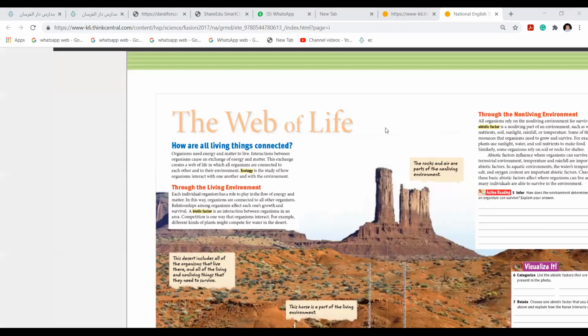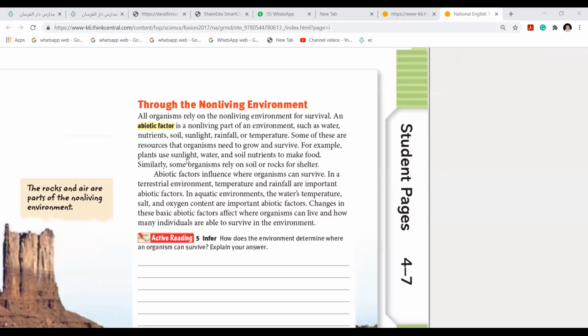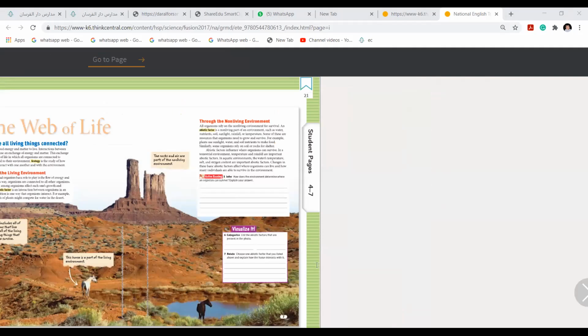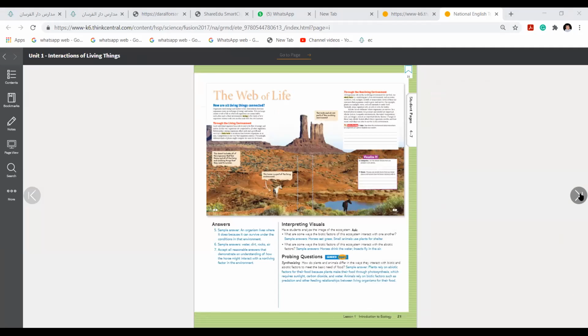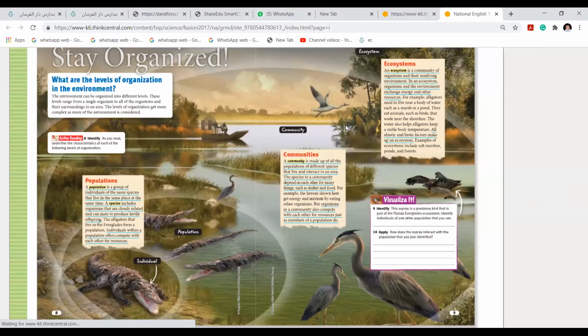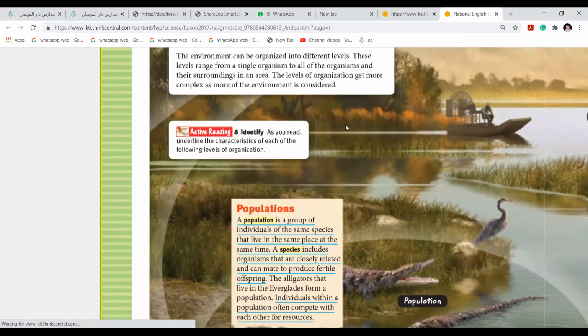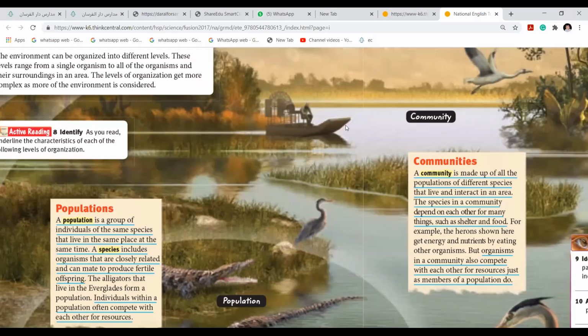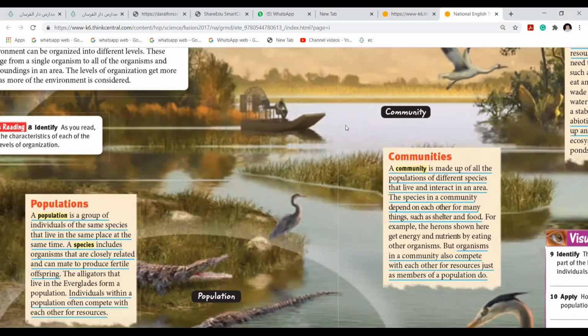Now here, all organisms rely on the non-living environment for survival. That is abiotic factor. You can write down any example you like. Rocks are there, minerals are there. Now coming to population, community, and ecosystem.